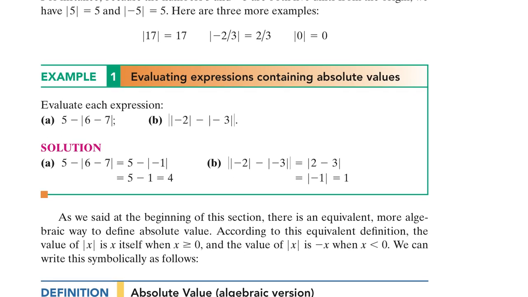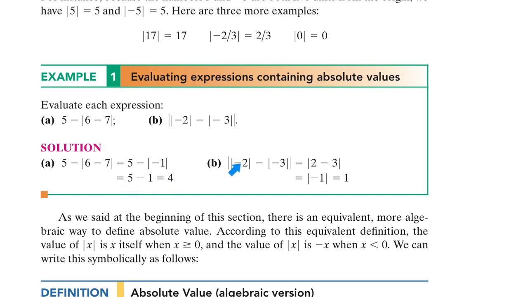When we evaluate these expressions, we can treat these absolute value symbols as parentheses. So in the order of operations, we would have to do the parentheses first, and so we would usually do these absolute value symbols first. So 6 minus 7, that's -1, and we keep this 5 minus here, and then the absolute value of -1 is just 1. So then the 5 and the minus stayed, and 5 minus 1 is 4.